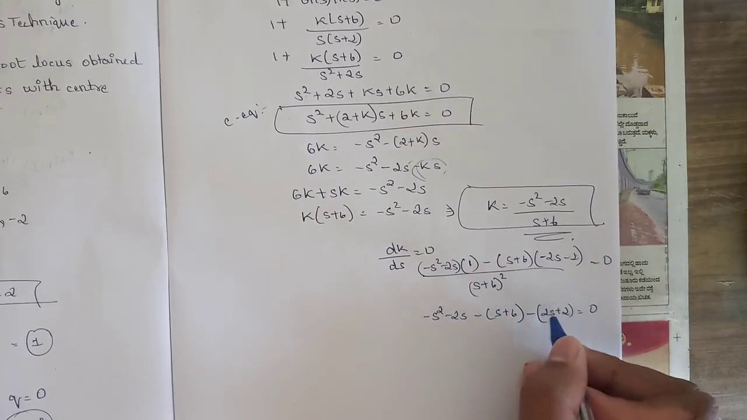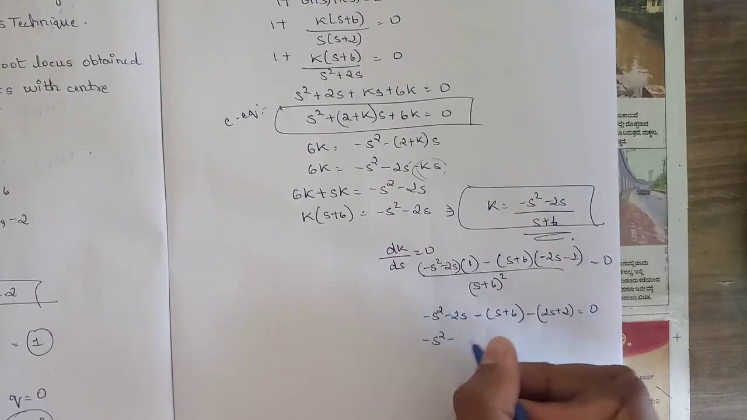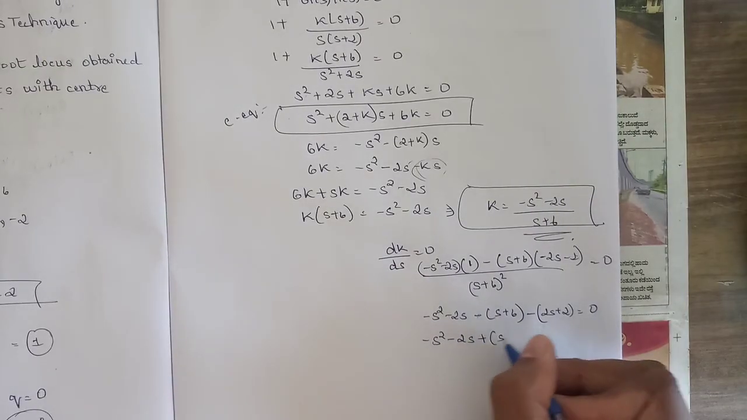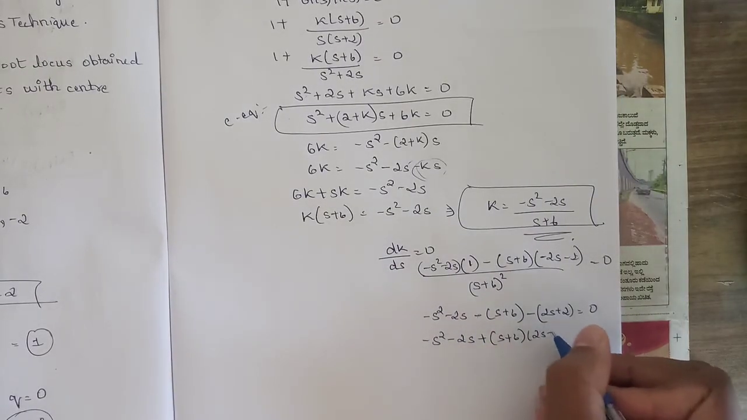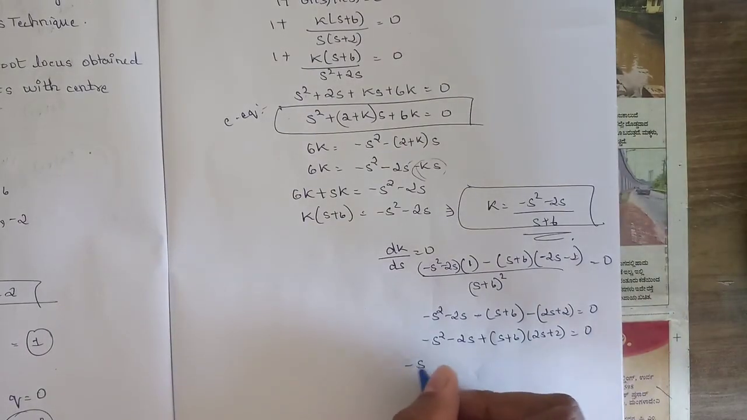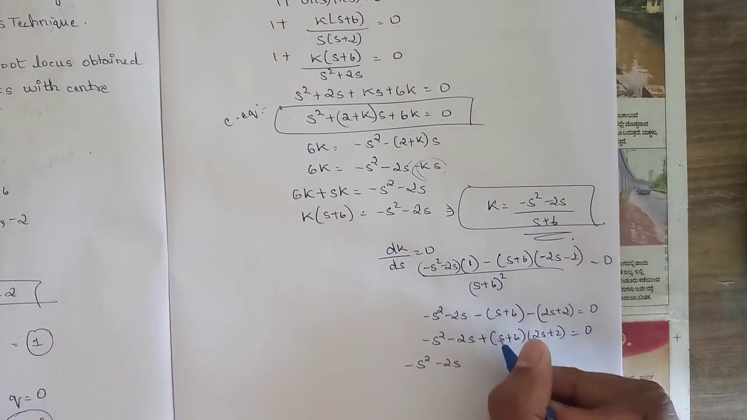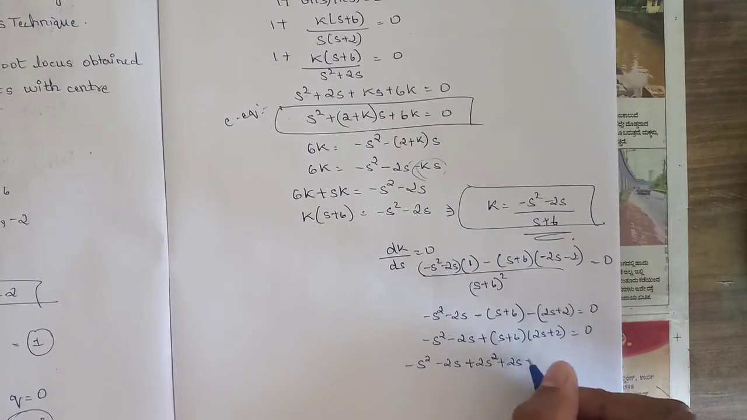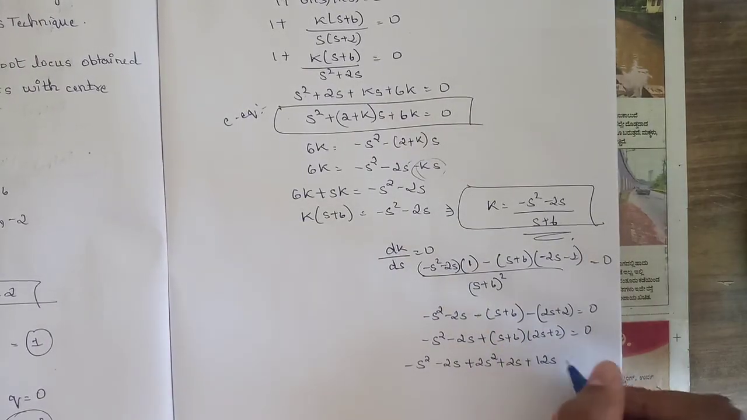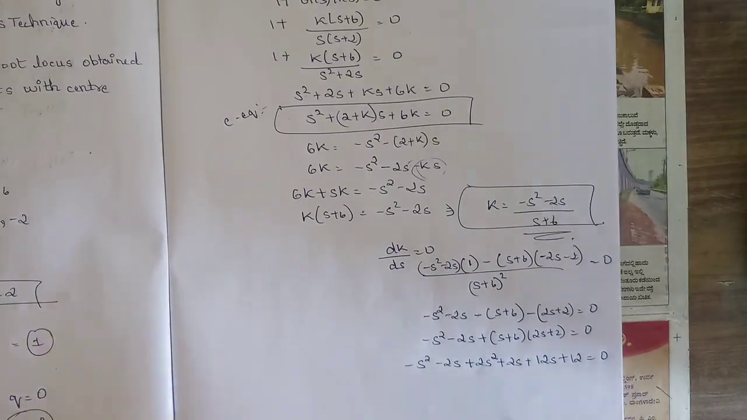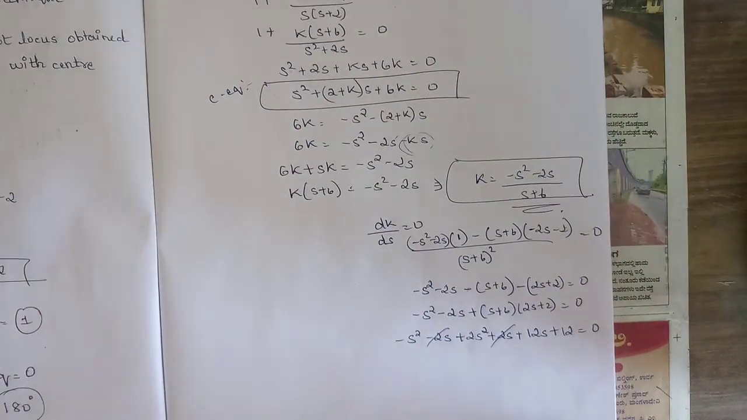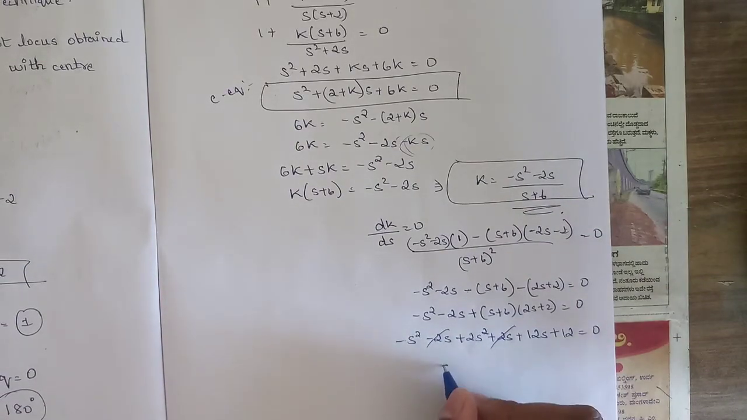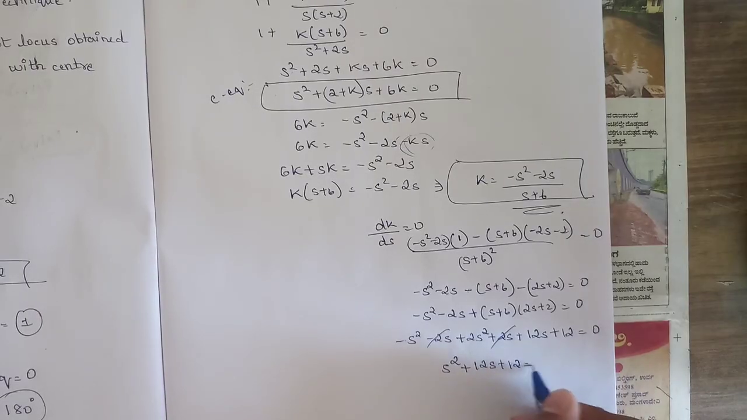Here also we can take minus common outside, minus of 2s plus 2 equal to 0. So these two are getting multiplied, minus into minus is plus, minus s square minus 2s plus s plus 6 into 2s plus 2 equal to 0. Minus s square minus 2s, then 2s into s is 2s square, s into 2 is 2s, plus 6 into 2s is 12s, plus 6 into 2 is 12 equal to 0. So we can cancel minus 2s and plus 2s here. Now minus s square plus 2s square is equal to s square, plus the remaining term, 12s plus 12 equal to 0.